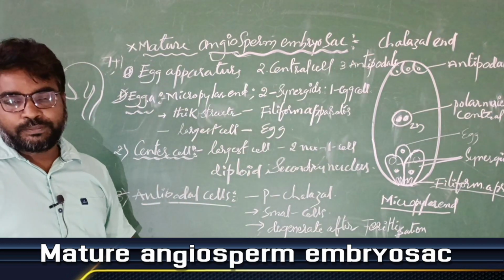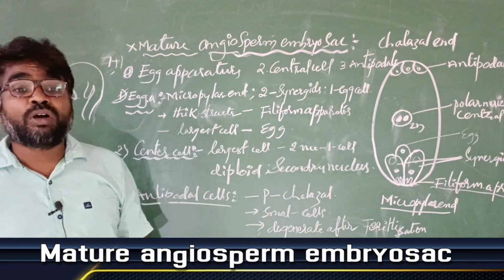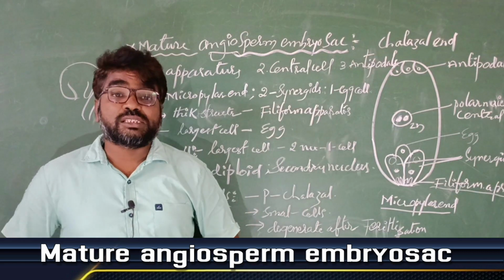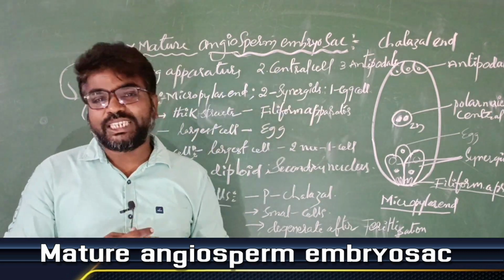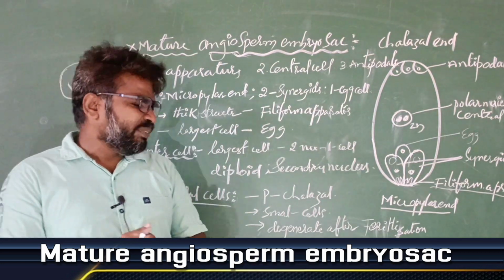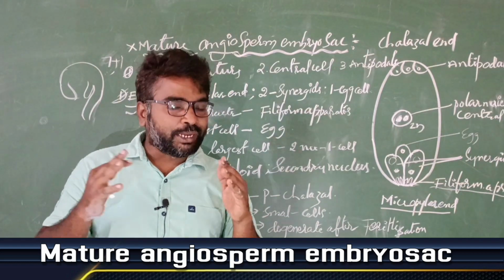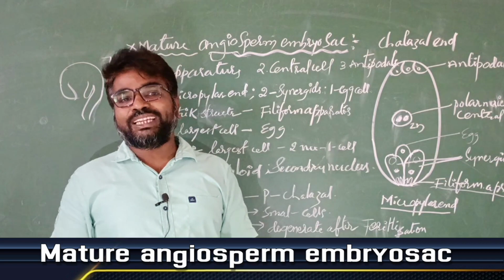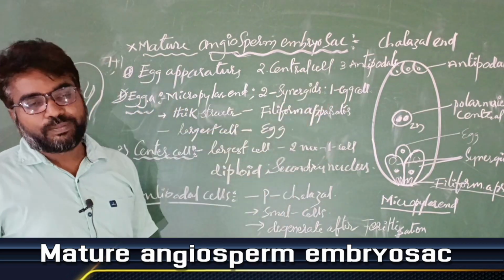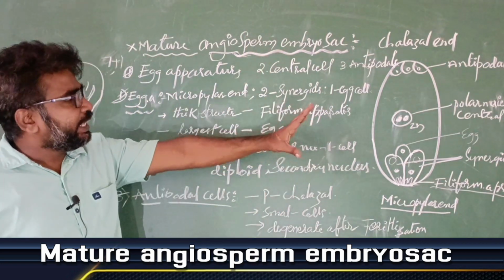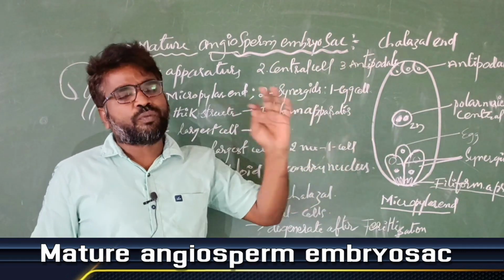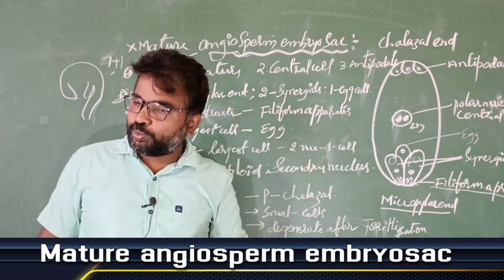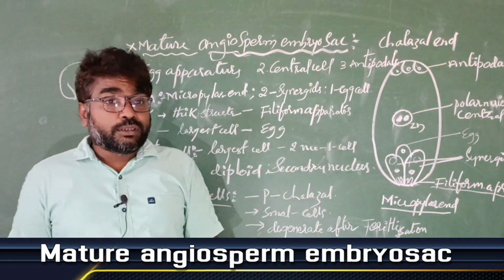Next, they are also called vegetative cells. Why do we call them vegetative cells? They are considered vegetative cells because they do not directly get involved in reproduction. This is regarding the structure of the matured angiosperm embryo sac.